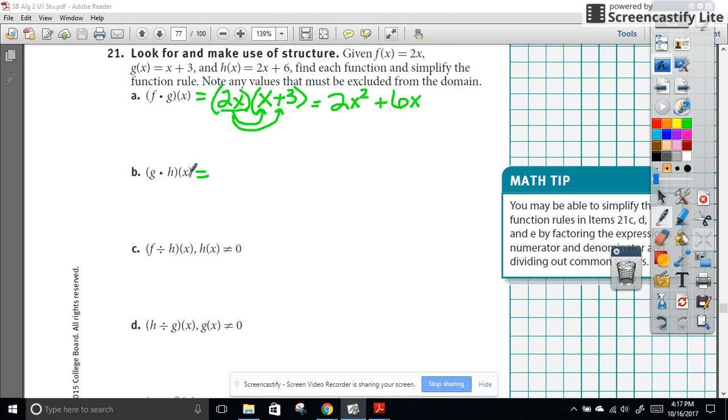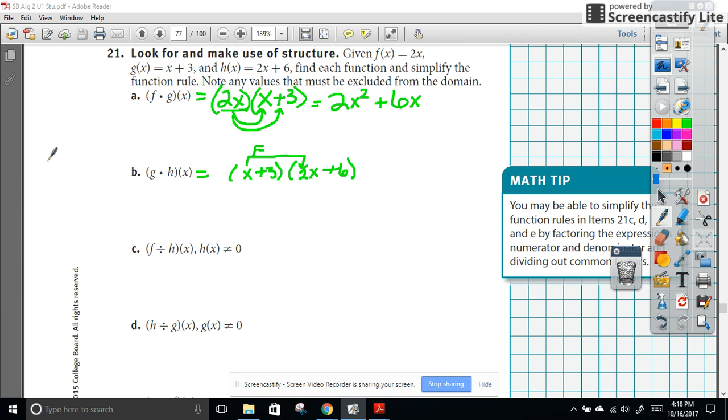Okay. This time they want me to multiply g times h. So they want me to multiply x plus 3 times 2x plus 6. Okay, we've got a binomial times a binomial. You probably learned how to do this, and your teacher probably called it FOIL. They're telling us now they don't want us to use the acronym FOIL anymore. They just want us to call it double distribution. But you probably learned it with FOIL, so I'm going to remind you.